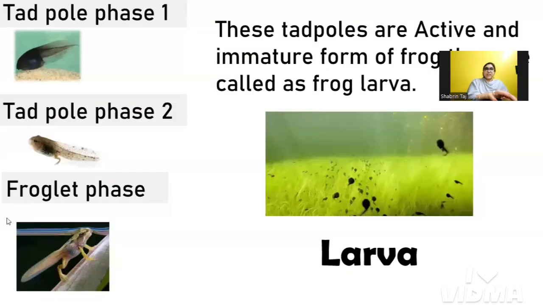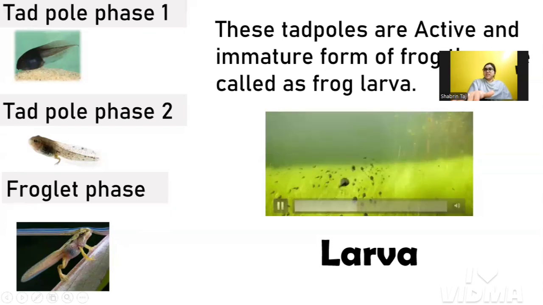Here, tadpole phase 1, tadpole phase 2, and froglet phase, all three phases of the frog are called frog larva. If you see this, this is also a frog larva, this is also a frog larva, and this is also a frog larva. These tadpoles are active and immature.